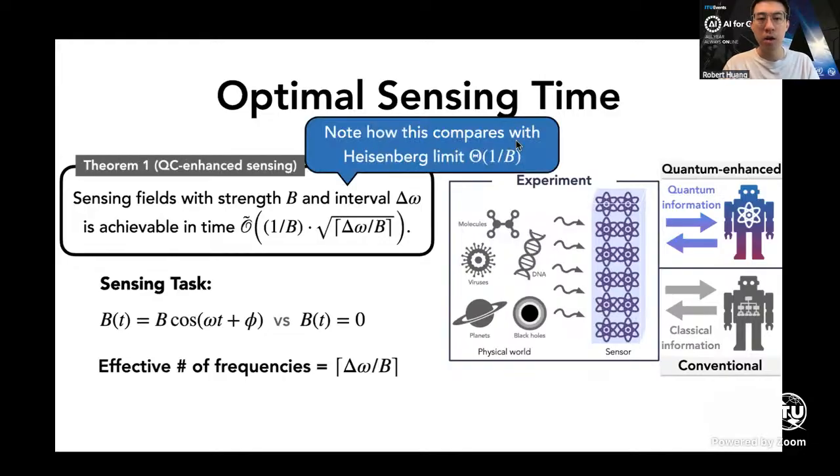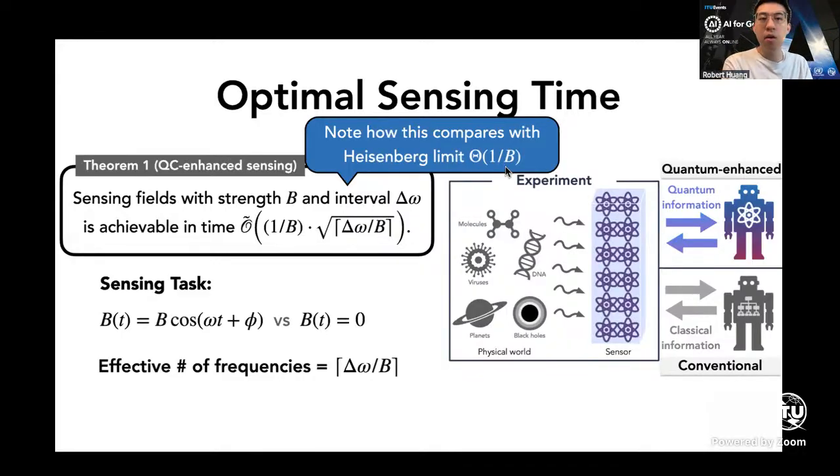And note that this is similar to the Heisenberg limit of 1 over b. But in the DC sensing case, where we get 1 over b, we have full knowledge of the frequency. Or in a way, that frequency is 0 because it's time stationary. So in that case, this square root becomes equal to 1 and hence reduces to this.